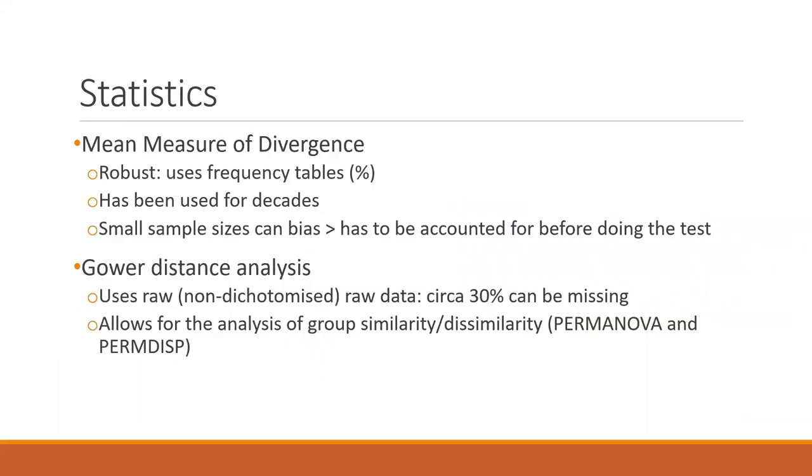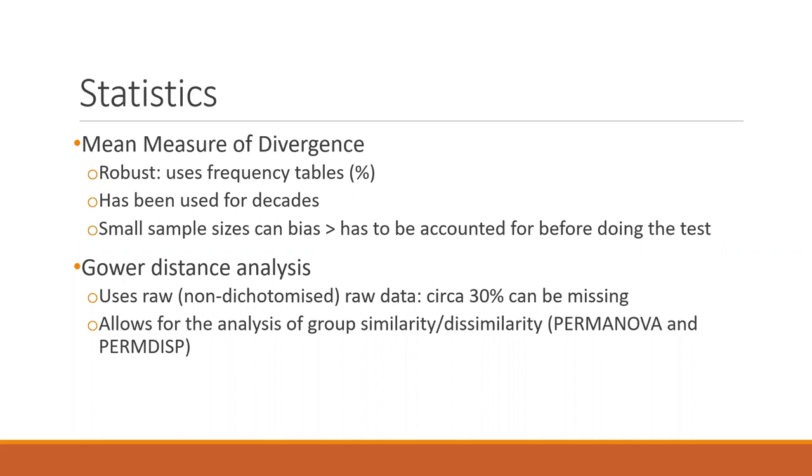The following examples have been based around dental non-metric data using mainly two different statistical methods, mean measure of divergence and Gower coefficients. These were selected because they are forgiving of missing data, which you may guess is a major challenge with material as old as this. MMD uses frequency tables, which means you are looking at groups instead of individuals. It's very robust and has been used for decades. But small sample sizes can bias results. So sometimes traits have to be excluded from the analysis because their recording rate is too low, basically under 10.